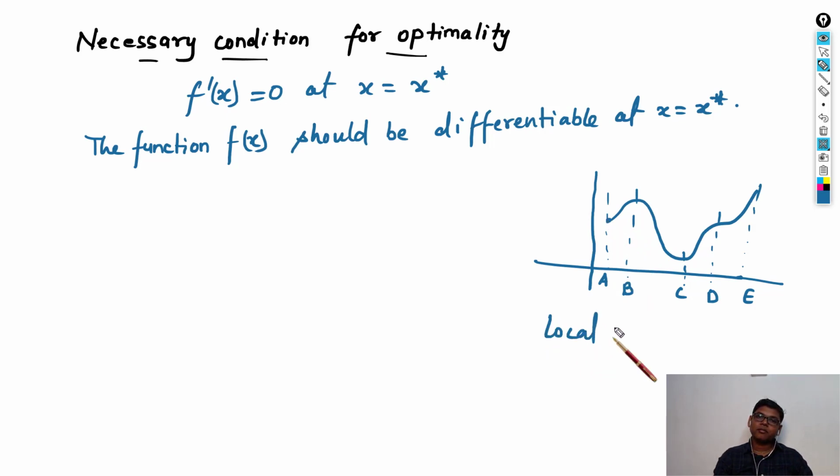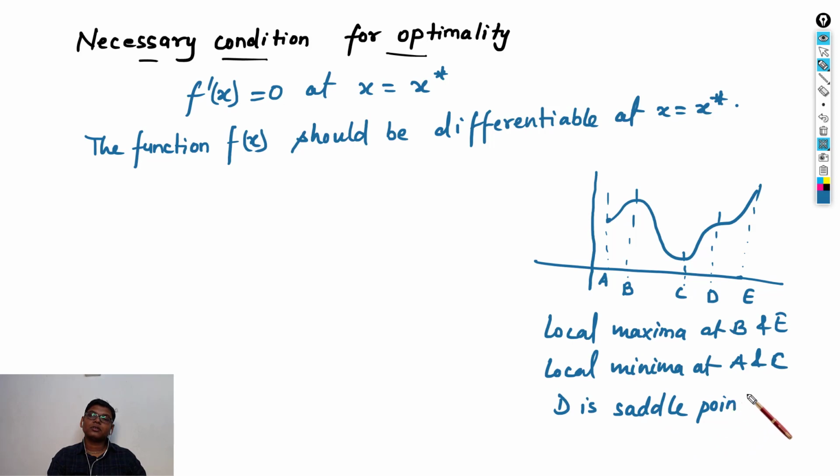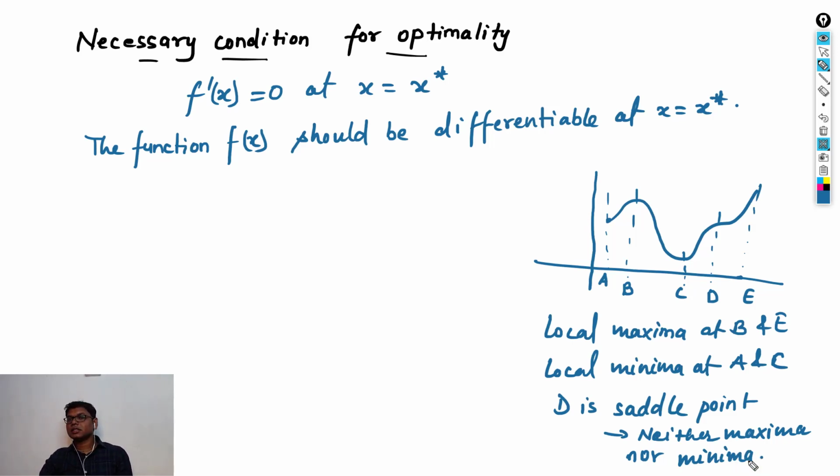So we have local maxima, first we will see, at point B and E, and local minima at A and C. And D actually is the saddle point. Saddle point means it is neither maxima nor minima. Okay, so these are the three things.